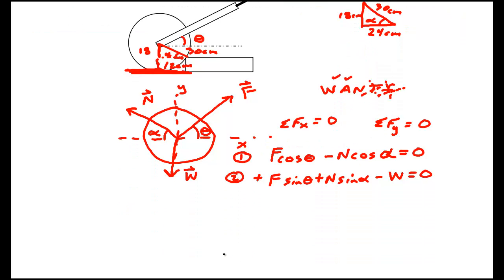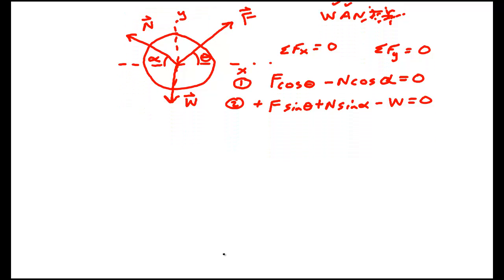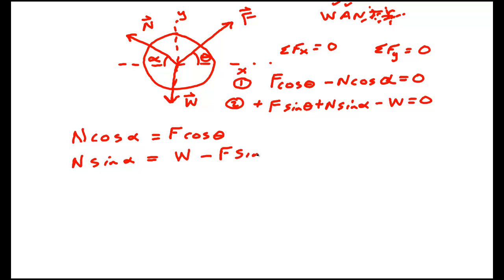Now, I don't know the normal force, and to actually solve this problem, I don't need to know the normal force. So what I'm going to do is isolate the normal force in both of these equations by themselves. So n cosine alpha is going to equal f cosine theta. And over in the second equation, n sine alpha is equal to w minus f sine theta. So that's just rewriting equation 2, and that's rewriting equation 1.